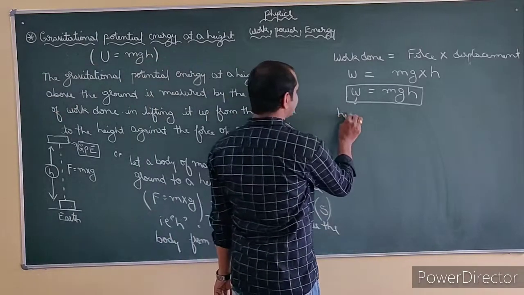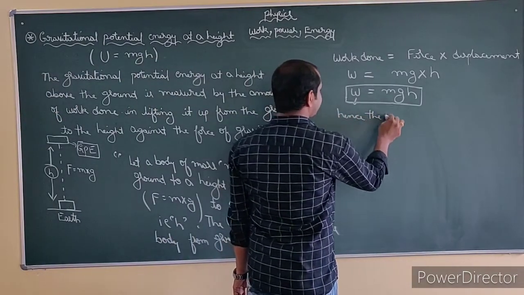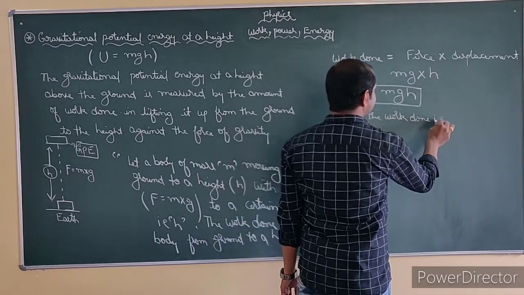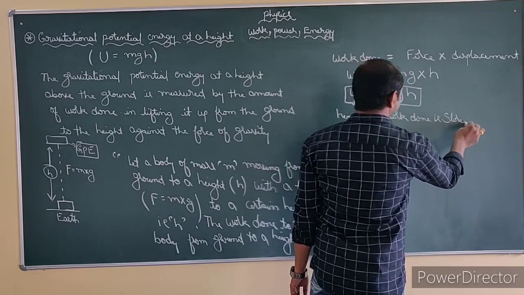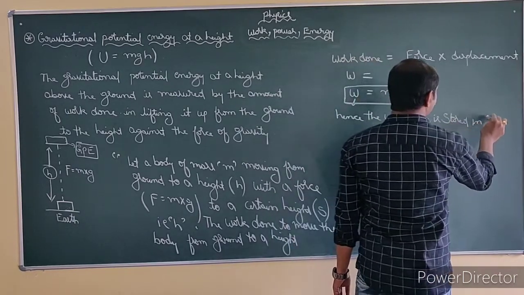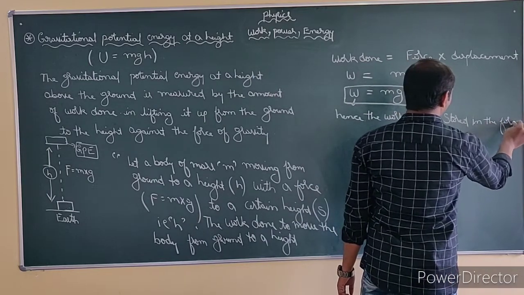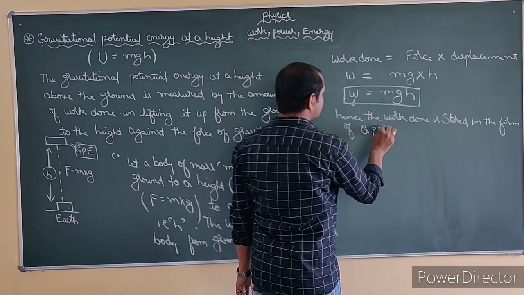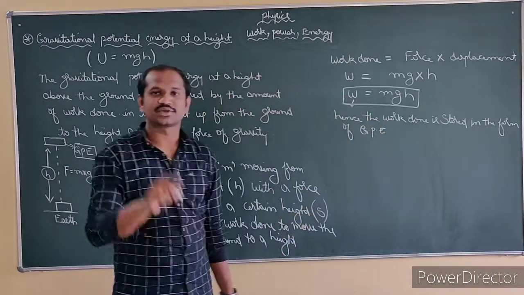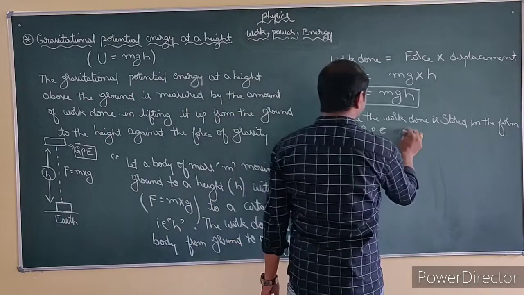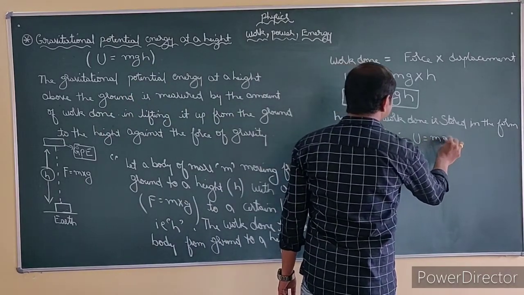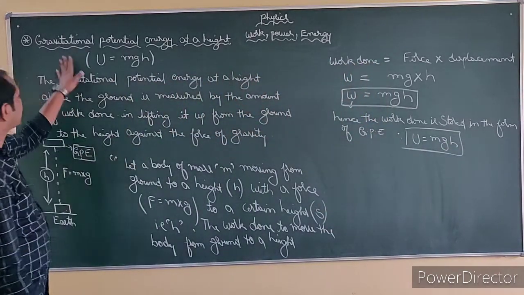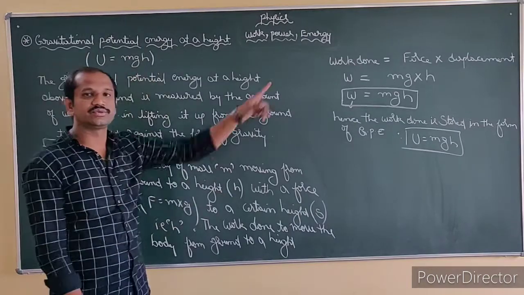Hence the work done is stored in the form of gravitational potential energy. Gravitational potential energy is denoted with the letter U. Therefore, U is equal to mgh. This is the expression for gravitational potential energy. U is equal to mgh.